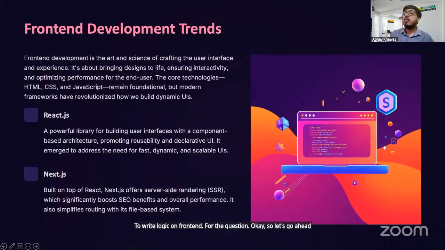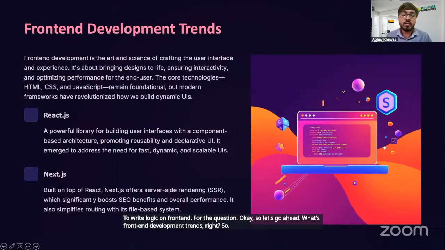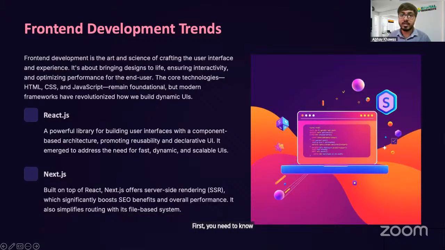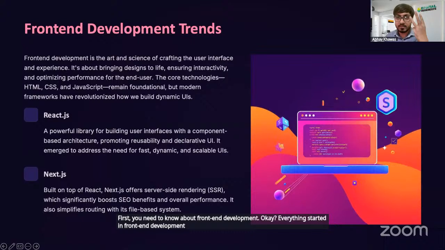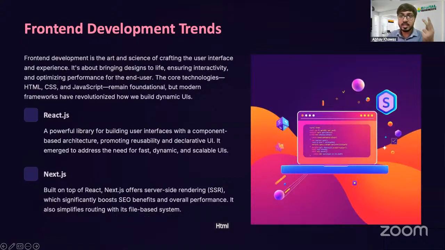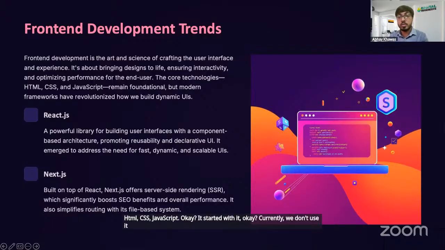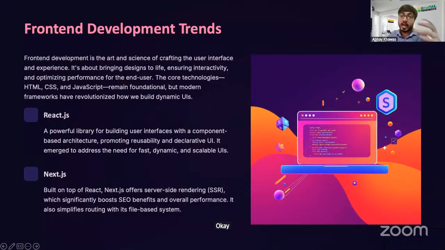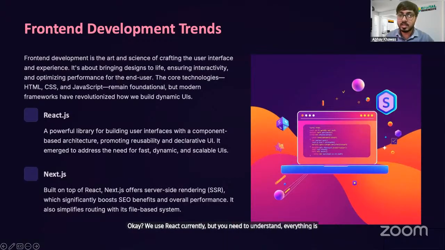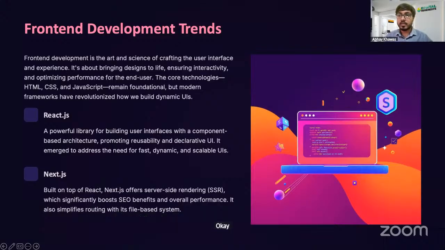What are front-end development trends? First, you need to know about front-end development. Everything in front-end development started with three things: HTML, CSS, and JavaScript. Currently we don't use them directly a lot, but we use them. We use React currently, but you need to understand everything is defined from HTML, CSS, JavaScript. Specifically, JavaScript is a very important language to learn nowadays.